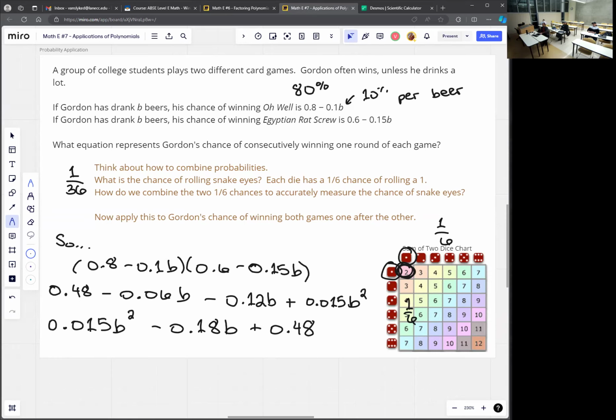Notice if I plug in 0, this term is going to go away times 0, and this is going to go away times 0, so he has a 48% chance. That's the best he's going to do. That's actually pretty good odds. Okay, comments on this one?